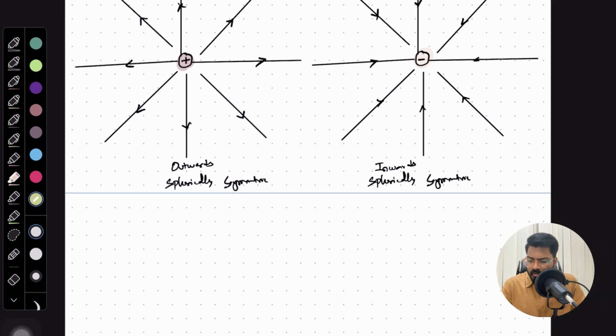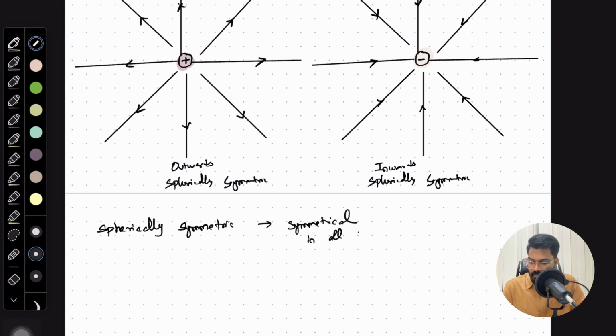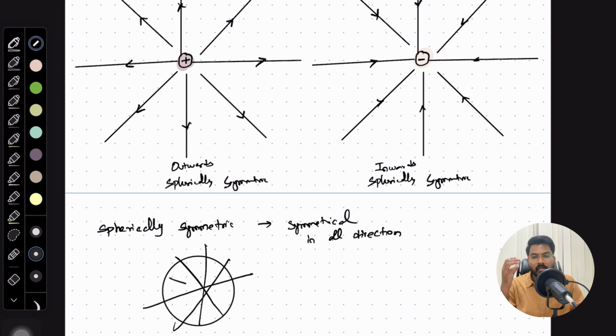Now I use this word spherically symmetric. That means symmetry is in all the directions. If you take a sphere, you could cut this in all the directions, it is symmetrical.